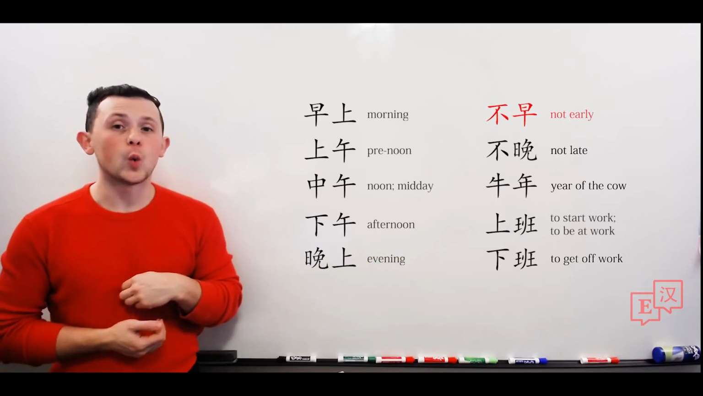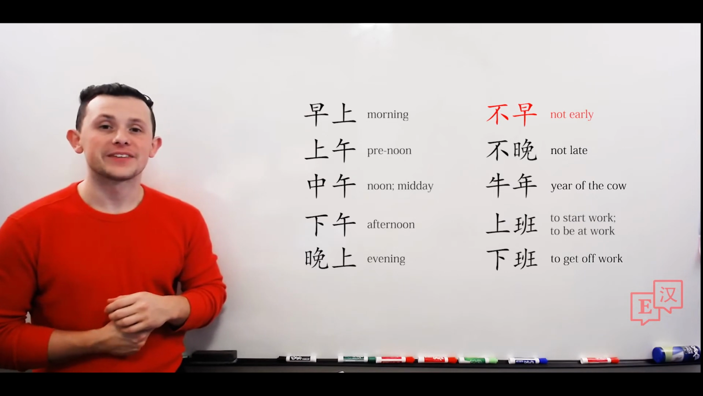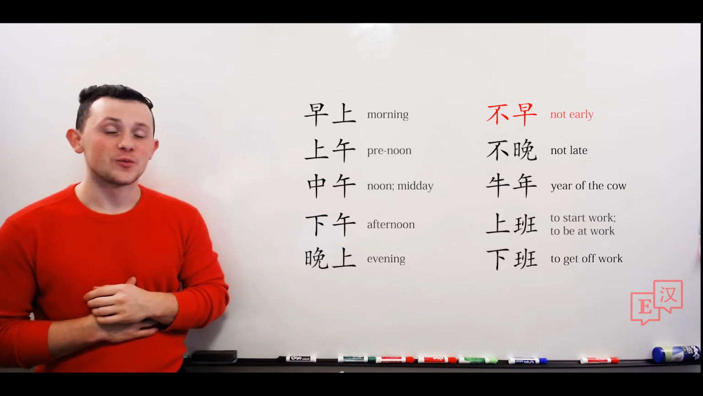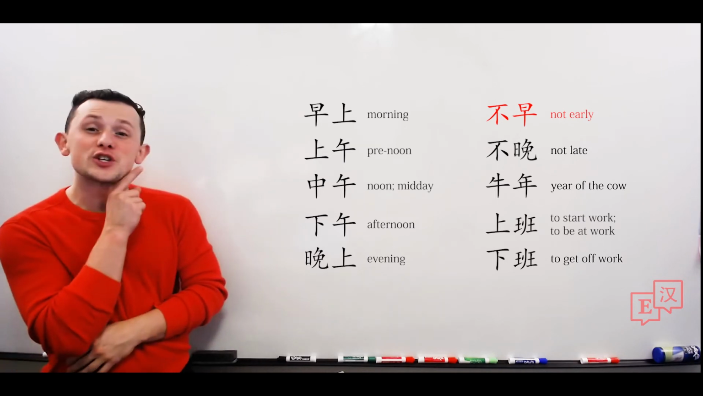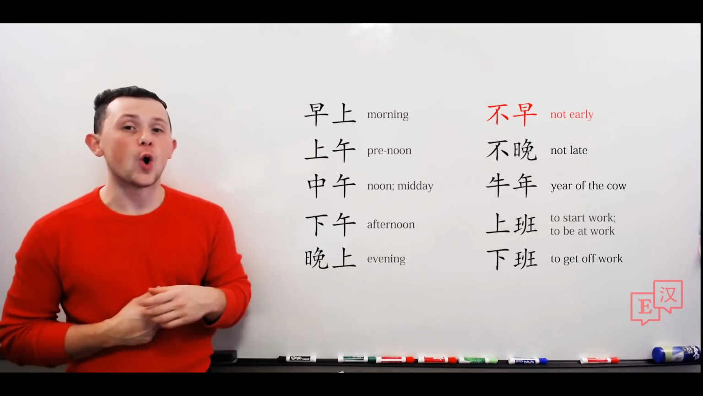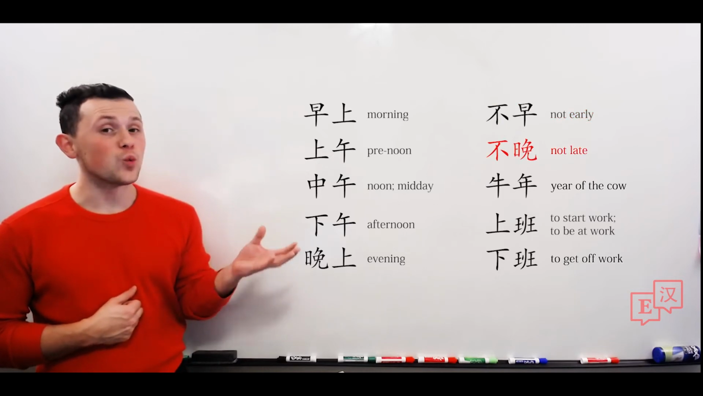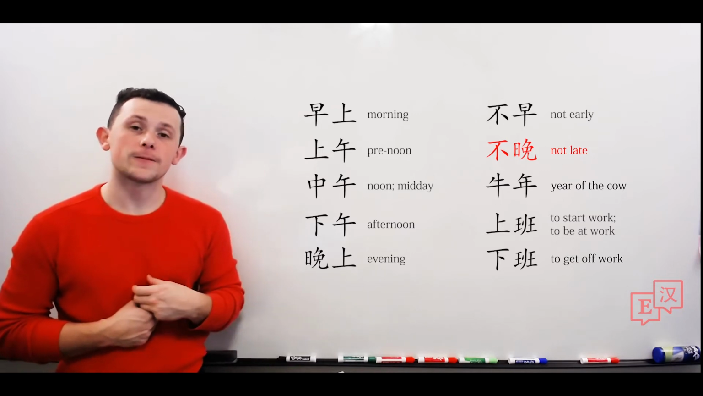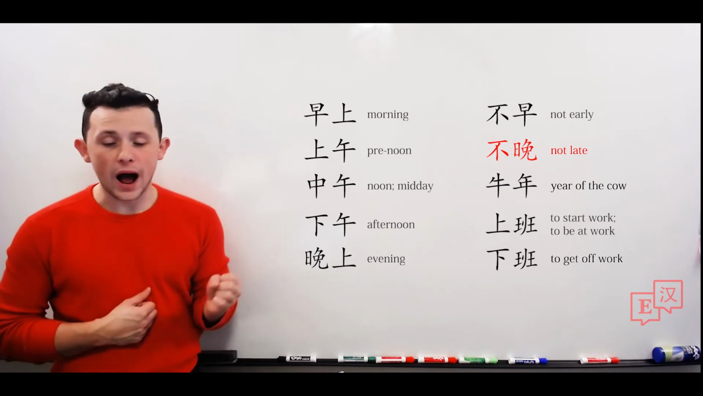不早. Exactly what it looks like. Not early. We can negate adjectives just like we can in English. And in fact, this is super common in Mandarin. 不早. Its opposite. 不晚. Not late.